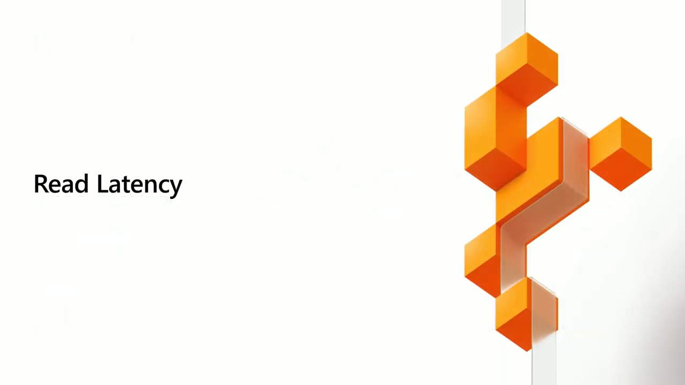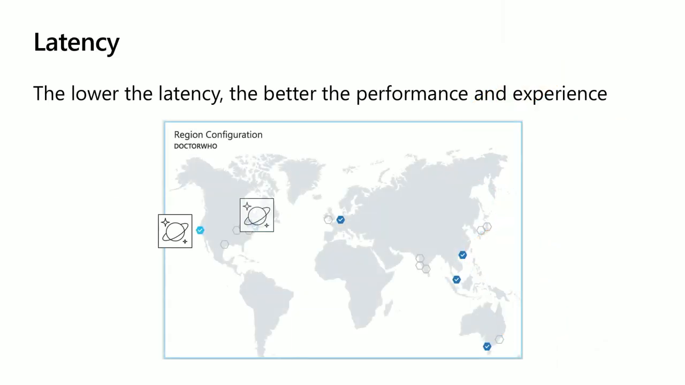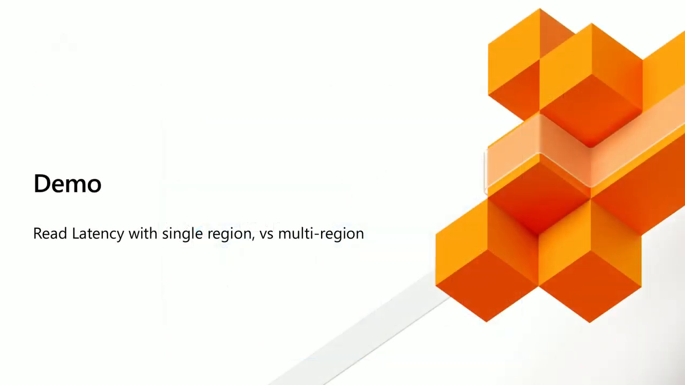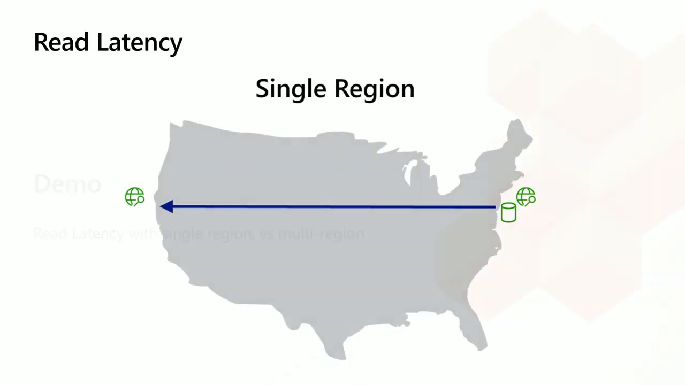Okay? All right. Now let's get into some demos. This is the fun part, and you're going to like this. Let's go into read latency. As we talked about, the lower the latency, the faster your applications are going to perform, and the better experience you're going to get for users. Hold on, let me set this up. So let's do a demo. I'm going to show you a demo of read latency with a single region Cosmos account and then a read from another region within Cosmos.